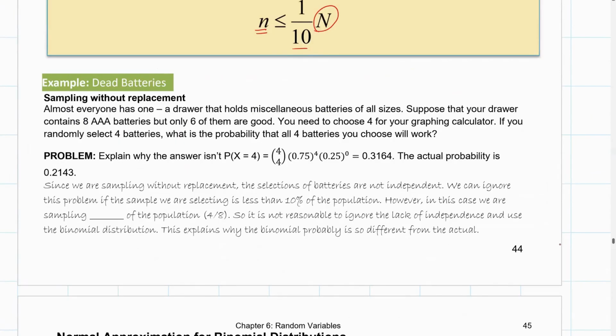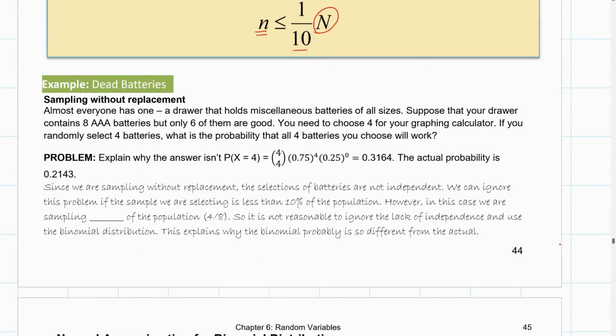Here's how it would not work if we didn't follow that rule. Let's say you have a drawer, and in that drawer, there are 8 AAA batteries, and 6 of them are good. You choose 4, hoping that all 4 of them are good so that you can put them in your calculator. What's the probability that all 4 batteries work? Well, if we think of this as binomial, which it isn't, we would think of it as 4 choose 4, probability of success, probability of failure, and we get that number. But the actual probability is much different.